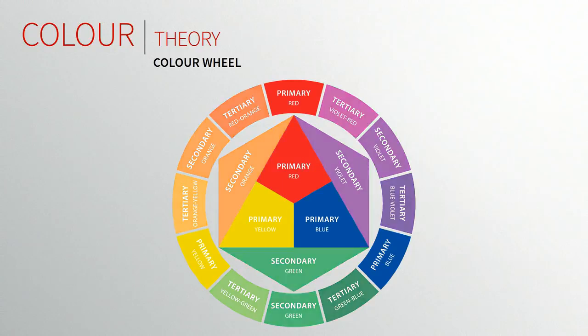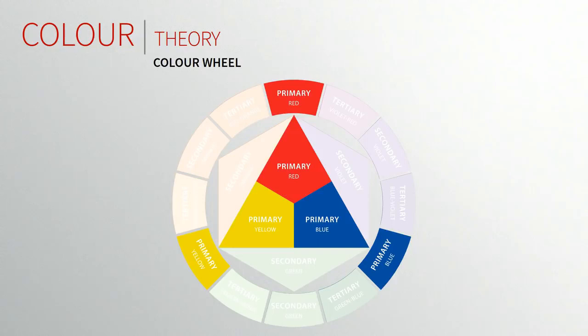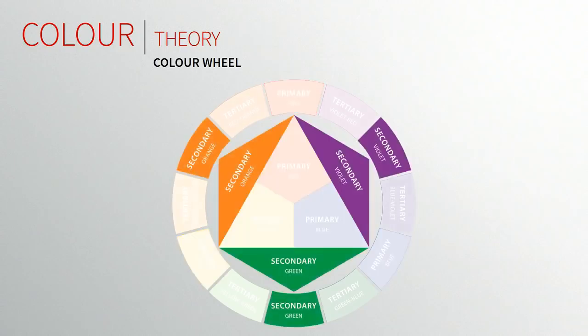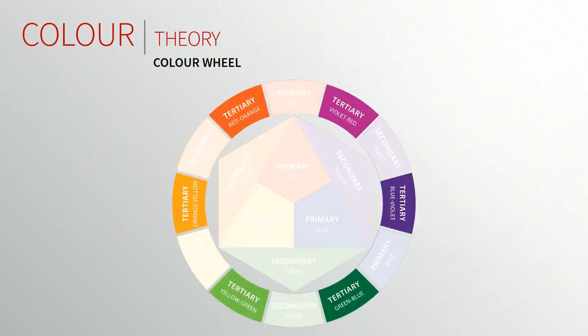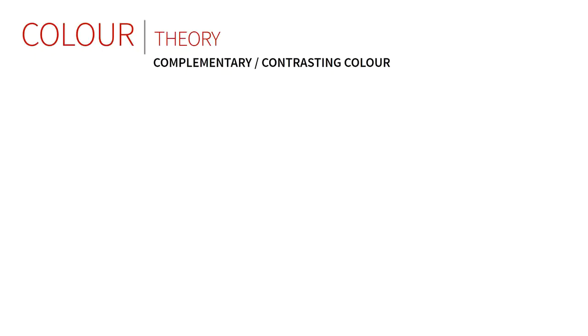On our colour wheel, we have our three primary colours, which are red, yellow and blue. When we mix these colours together, we get our secondary colours. When we mix these together again, we get our tertiary colours. Complementary colours are sometimes called contrasting colours, or any two colours which are directly opposite each other on the colour wheel. For example, we would have our violet red and our yellow green. These would be complementary colours. We're going to look at those next and why they are so important in design.